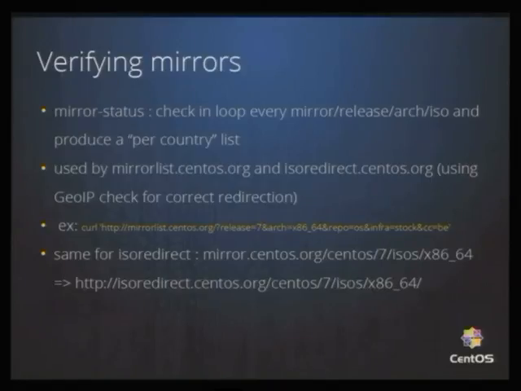But at the moment, we have a process that checks in loop every mirror for every release, every repository, and also the ISO files are checked per country. That's transparent, but we have no base URL in the yum repo file, that's the mirror list thing. So you are, once again, redirected to your nearest mirror. And same for ISO redirect. If you want just to download an ISO file from us, you're also redirected transparently, and it's checked in loop.